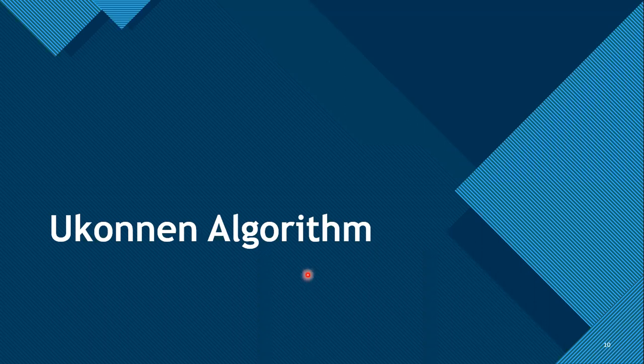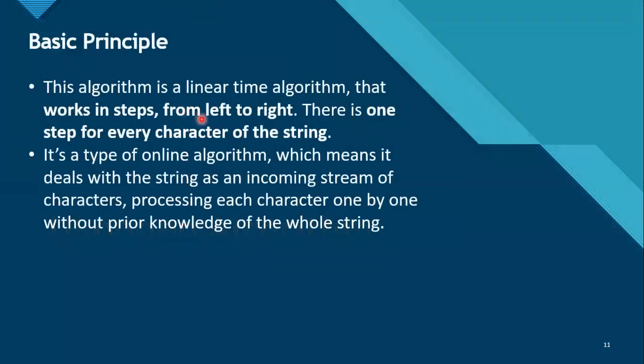So let's now return to the problem of how to build the suffix tree in linear time. So we will use an algorithm called Ukkonen's algorithm. This algorithm is a linear time algorithm. It works in steps from left to right. There is one step for every character of the string. So basically, we will take each character of the string, we will do some operations on it, apply some rules until our tree is built.